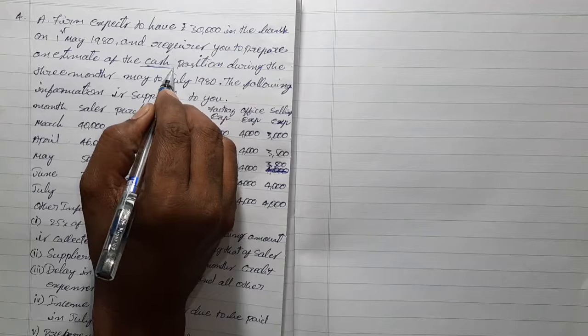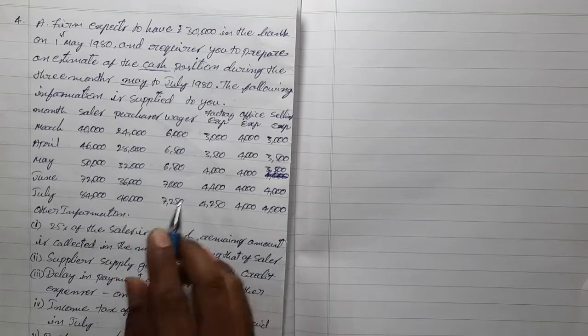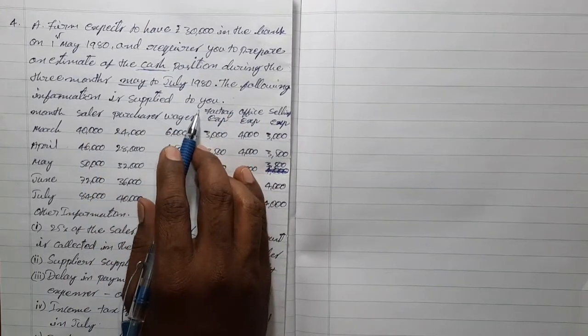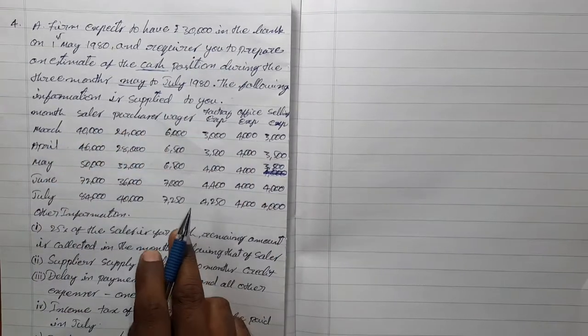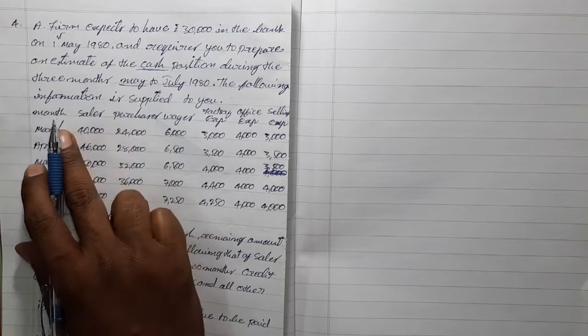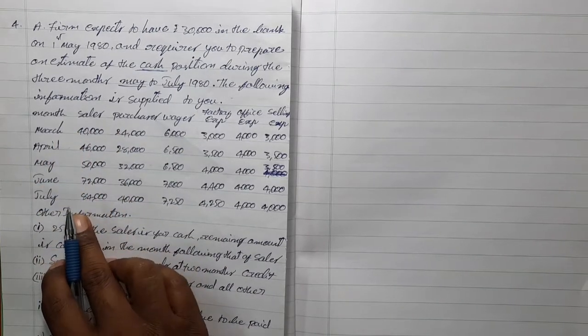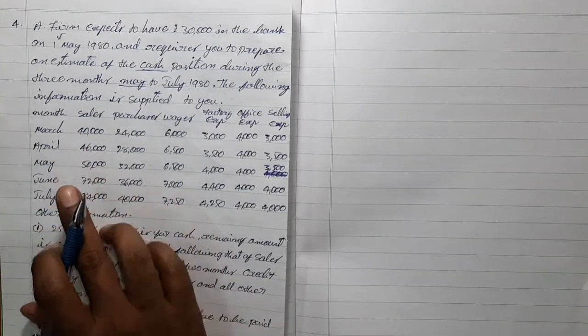The cash position is given, that is, the cash budget for May, June, July of the month of 1980. The following information is supplied to you. That is, the information is given for the months March, April, May, June, July. The information is given for 5 months.